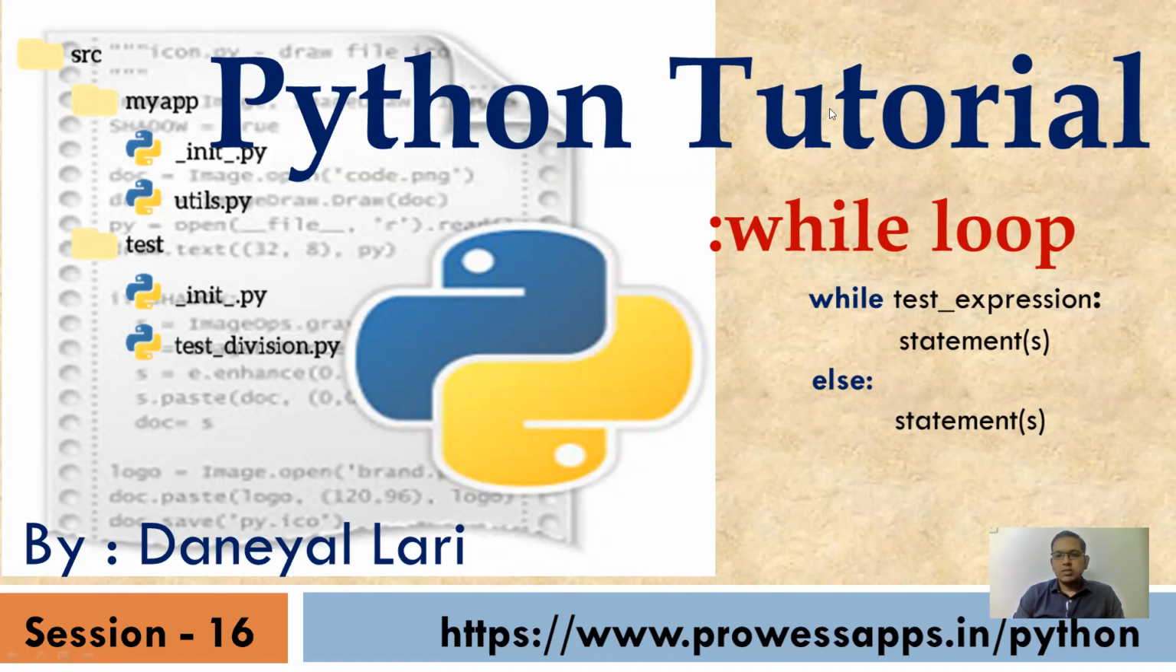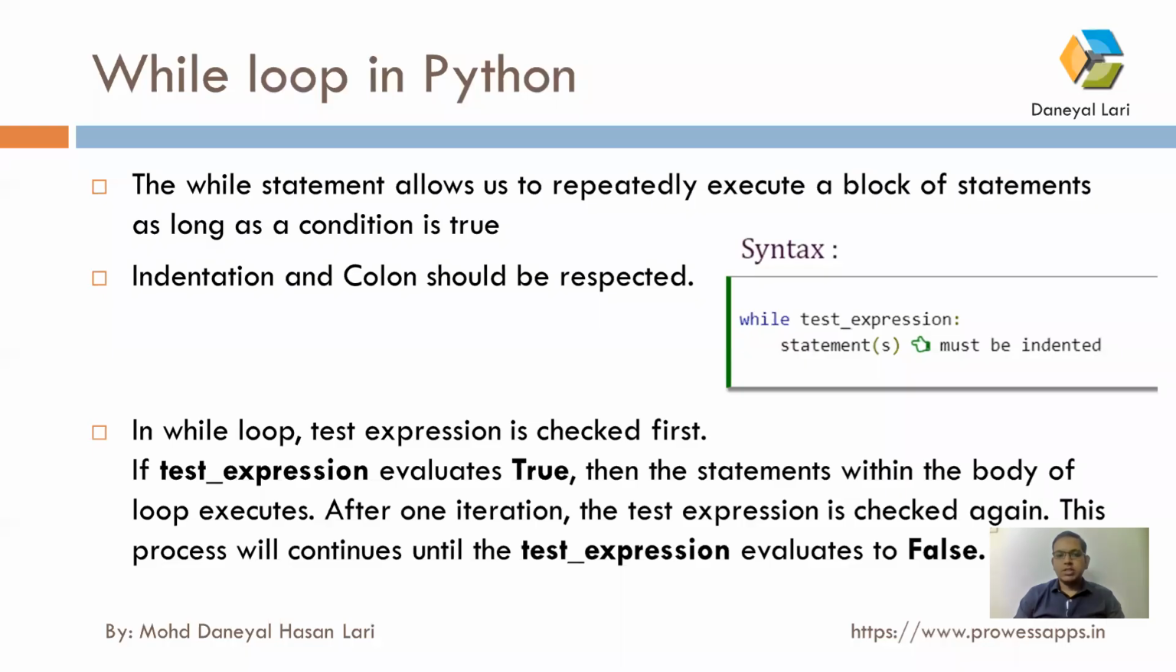So first of all, I'll discuss about the while loop, what is the syntax of while loop, and how to use the loops in programming. So first of all, understand that what is while loop. The while statement allows us to repeatedly execute a block of statements as long as the condition is true. So it means that in while loop we provide a condition, and as long as the condition gets true, your block of code means your statements will execute that number of times.